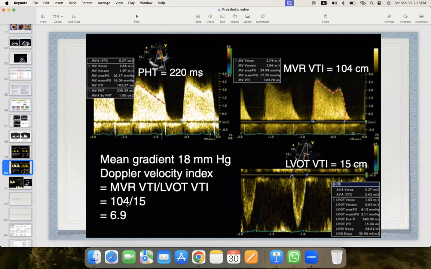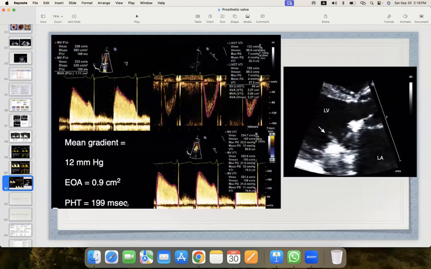Also very important to remember that although here we use the pressure half time to diagnose the patient with stenosis, we cannot calculate the effective orifice area based on the pressure half time. If you remember when we did the native valve, we said that we divide 220 by the pressure half time to get the mitral valve area. But here we cannot use the same equation. We use the pressure half time threshold that we mentioned to help us to diagnose a patient with stenosis from a patient with a normal mitral valve.